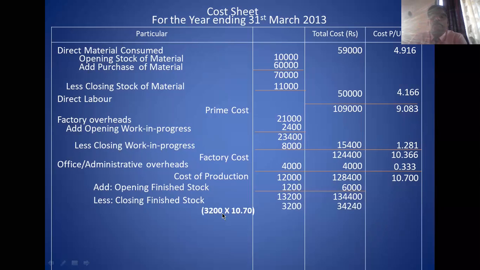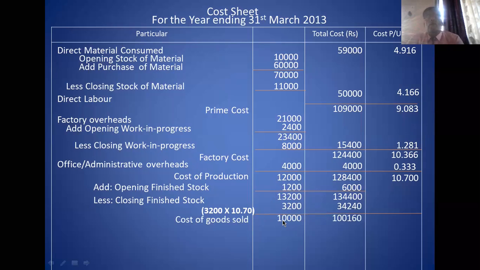You see here, 3,200 are the units. Cost of production per unit is 10.70. Multiply by this, you will get 34,240. This is the method of ascertaining the closing stock of finished goods. In the inner column, you have to make adjustment relating to units. 12,000 units produced. Opening stock units is 1,200. Total units 13,200 and less closing stock units.